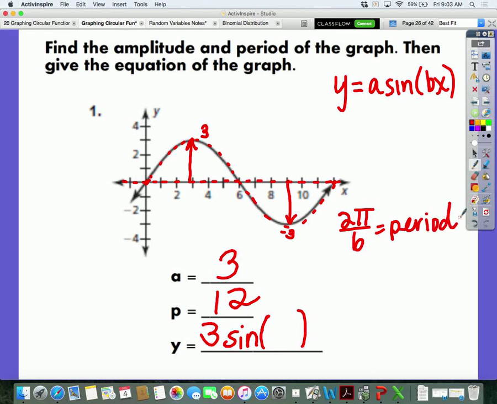So to find b, the number that's going to go inside with the x, you have to set 2 pi over b equal to what number? 12, the period you just found, and solve for b. How would I solve for b? 2 pi over 12.